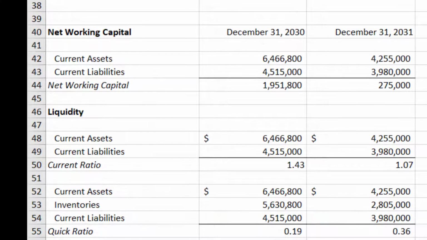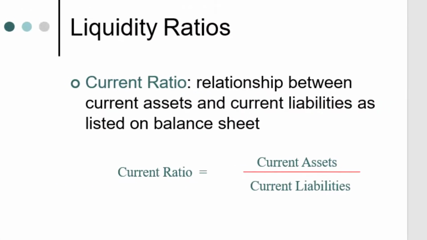And there are a lot of different liquidity ratios that we could use, and I'm just going to show you a couple of these things. The very first one is a thing called the current ratio. So the current ratio is basically the same thing as your net working capital, only instead of subtracting to get an idea of how much actual money you've got on hand, you're going to divide. You're going to take your current assets and divide by the current liabilities.